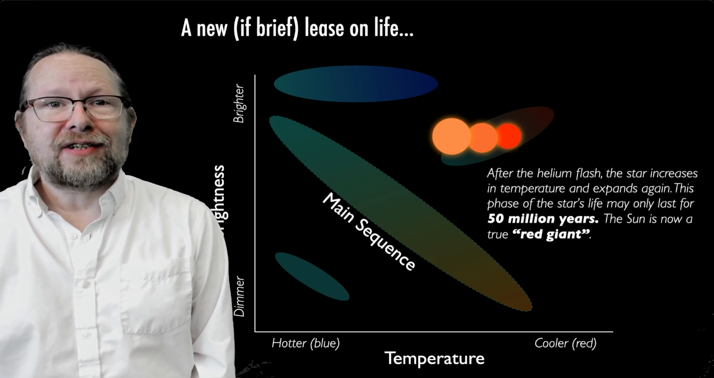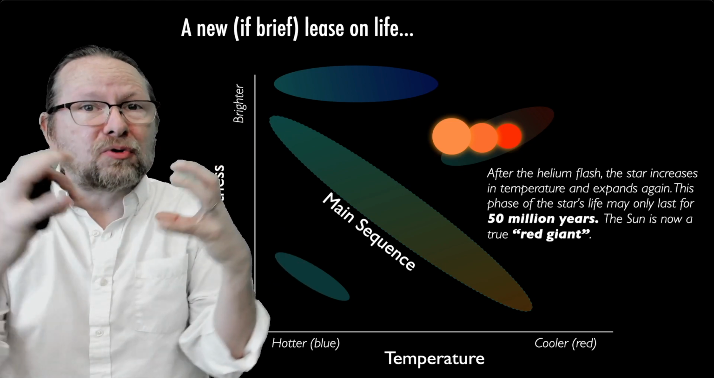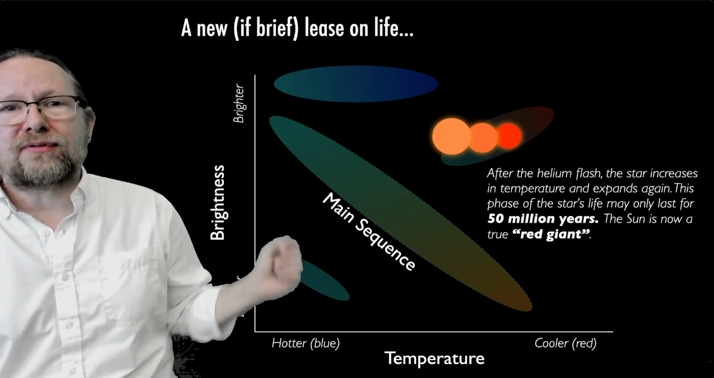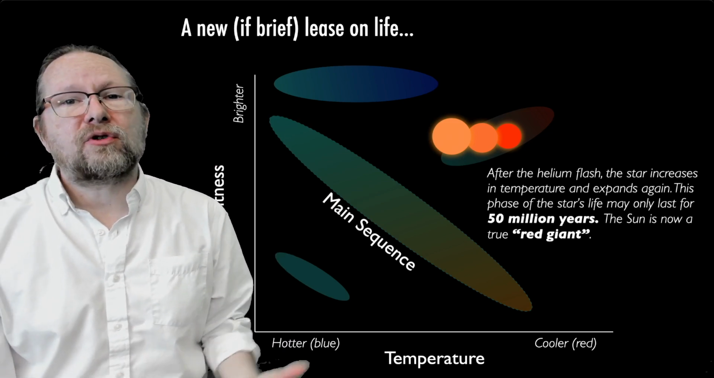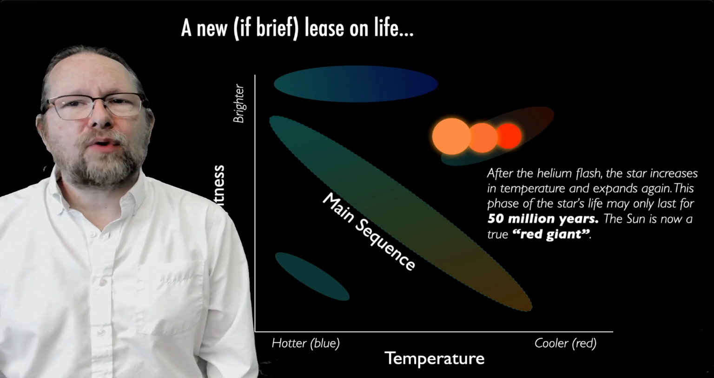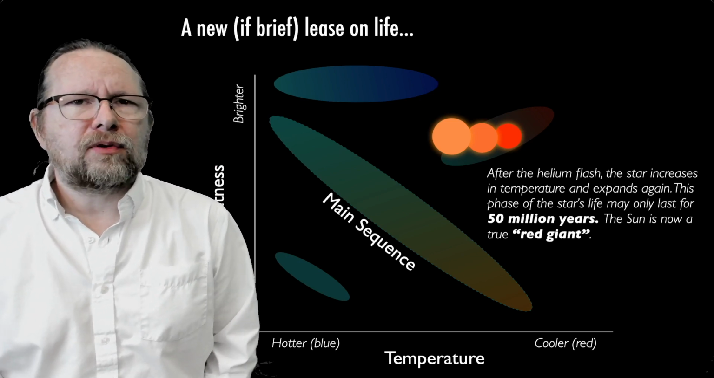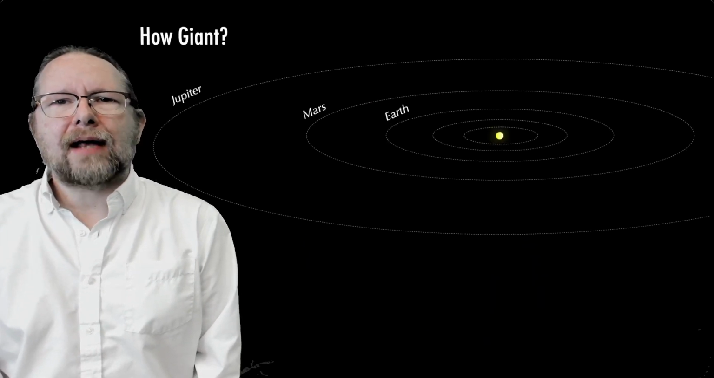It's going to fuse this helium fast because that pressure in the core is squeezing it really, really hard. And this process might only last for 50 million years. So the sun will spend 50 million years or so as a red giant fusing helium into beryllium, carbon, maybe a few slightly heavier elements than that.